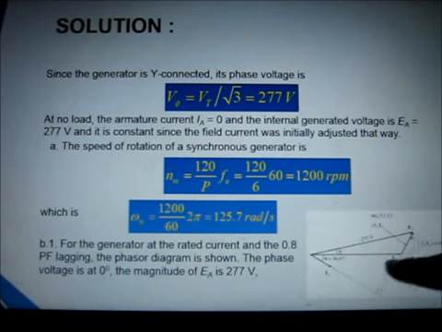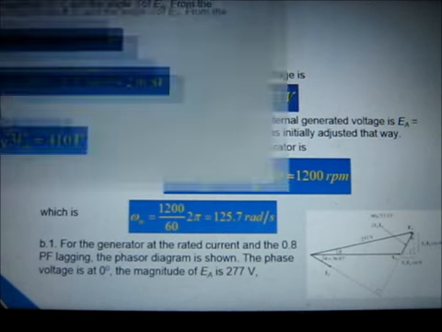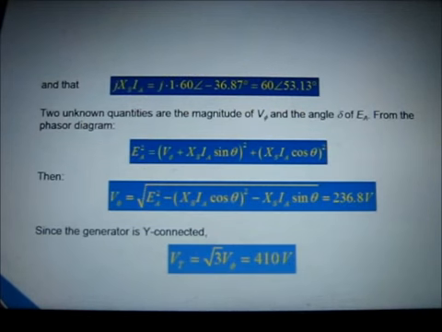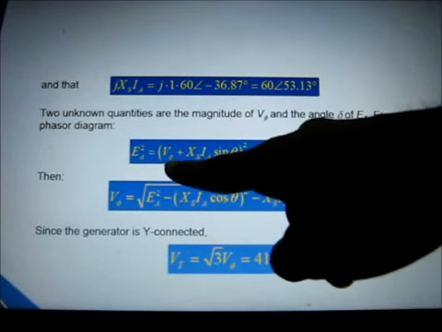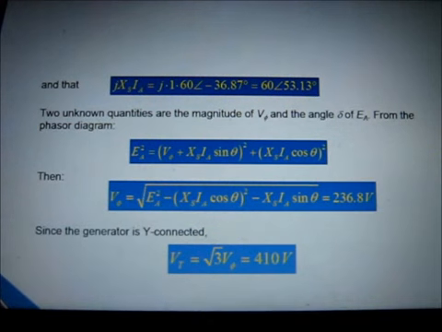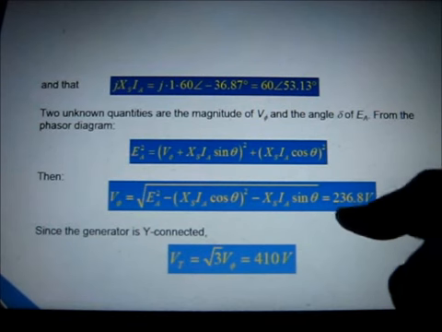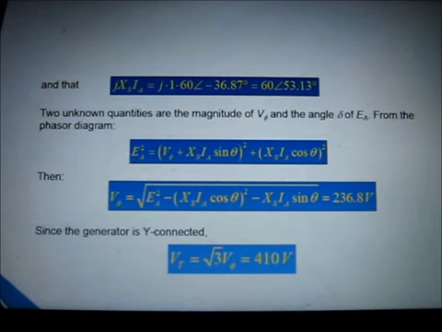This is the given EA and V phi. Applying the Pythagoras theorem, EA square equals (V phi plus XsIA sin theta) square plus (XsIA cos theta) square, and hence we get V phi equals 236.8 volt. Now the generator is star connected, so the line voltage will be root 3 times V phi, that is 236.8 into root 3, which is 410 volt.